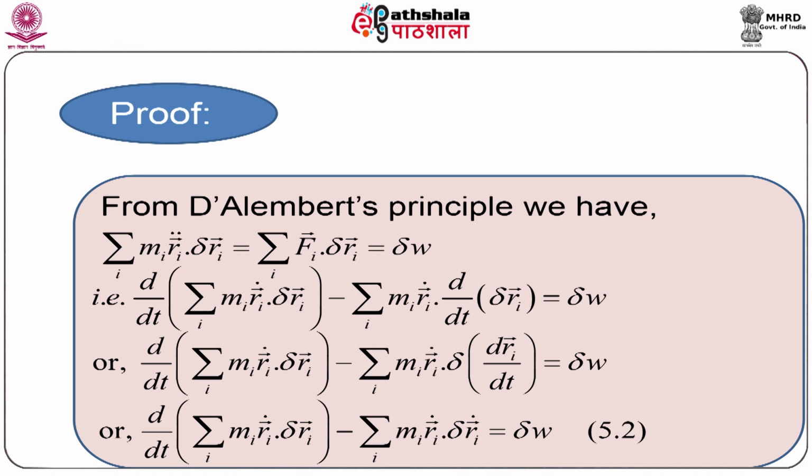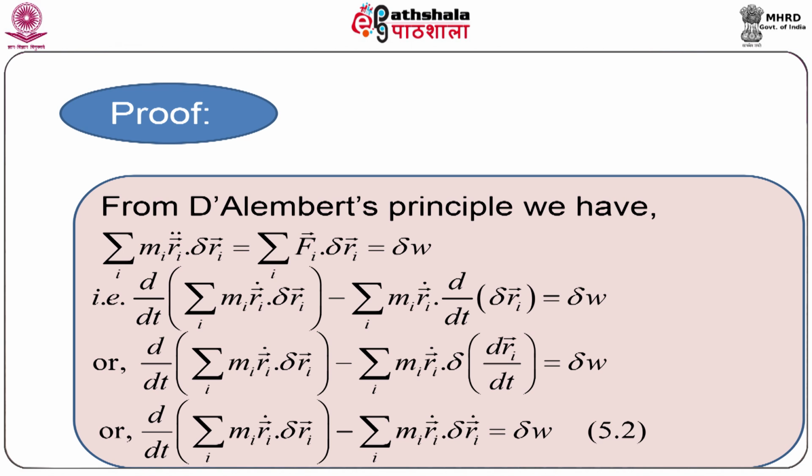Now, let us calculate the time derivative. First of all, we are considering delta ri vector as fixed and taking the time derivative of mi ri vector dot, we get mi ri vector double dot dot delta ri vector, which is the left hand side of the previous equation. Now, keeping mi ri vector dot fixed, if we consider the time derivative of delta ri vector, we get the extra term which is mi ri vector dot dot ddt of delta ri vector, which has been subtracted here. Right hand side is written as it is.